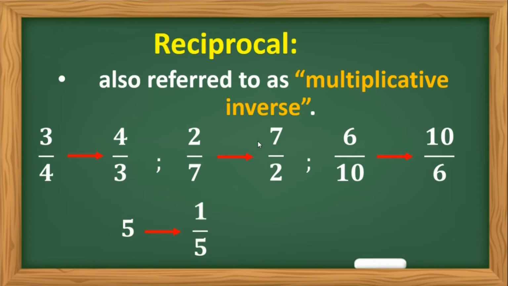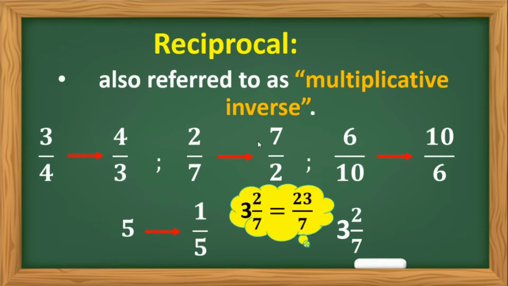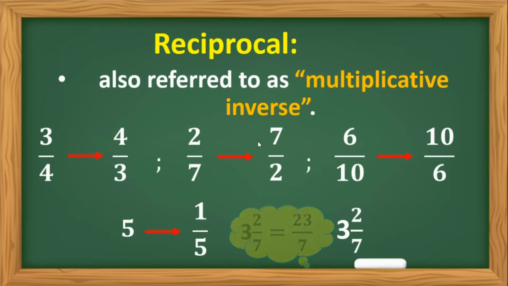And how about if our fraction is a mixed number? Like for example, we have 3 and 2 over 7. First, before we get the reciprocal of this number, let us change this to an improper fraction. So 3 and 2/7 is equal to 23 over 7. Meaning 7 times 3 is 21 plus 2 is 23, and then copy the denominator which is 7. So our fraction is 23 over 7. And the reciprocal of this is 7 over 23. Did you understand?